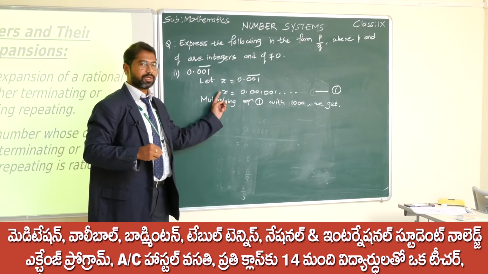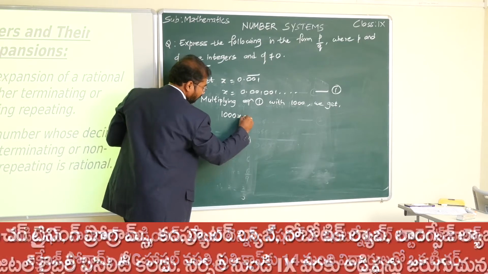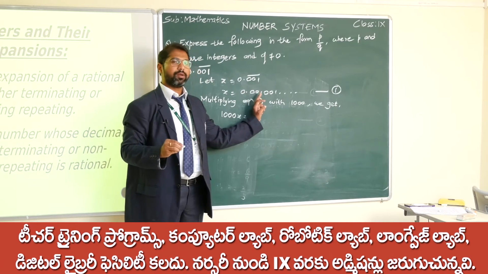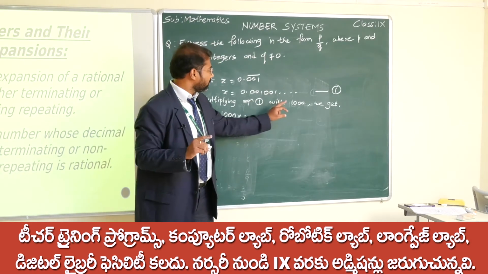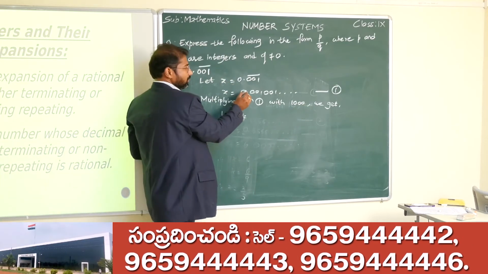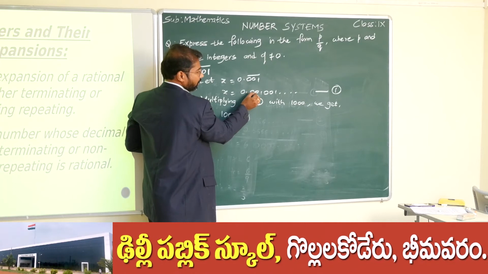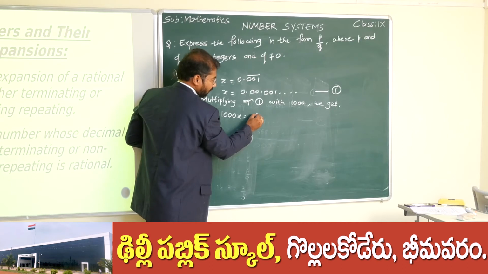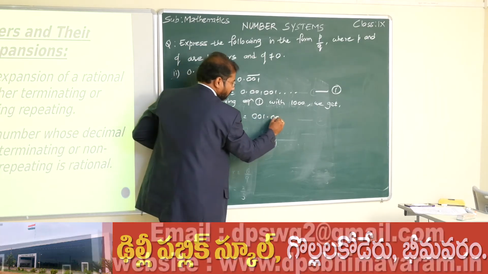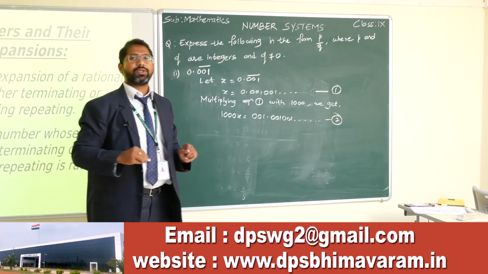So let us multiply left side. 1000 into x is 1000x, and multiply 0.001001... with 1000. Here 1 is followed by 3 zeros. Therefore, the decimal point will move 3 digits to the right side. So here it will come 1, 2, 3. So it will come between this 1 and 0. Therefore, you will get decimal expansion as 001.001001... Call it as equation 2.